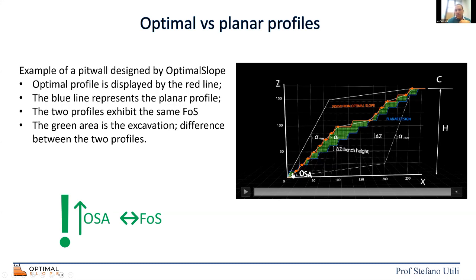So when the software runs mathematically, we have a piecewise linear profile. But then here you can see instead the benches, because clearly, in the context of an open pit mine, you have benches. And now you can see that there are 2 profiles, the planar profile in blue and, in orange, the optimal profile. And the optimal profile is steeper. And in green, you can see the amount of excavation which is saved, because you excavate from the top. So in green is a visual representation of the amount of rock that you avoid to excavate.